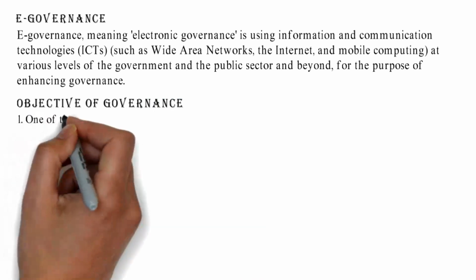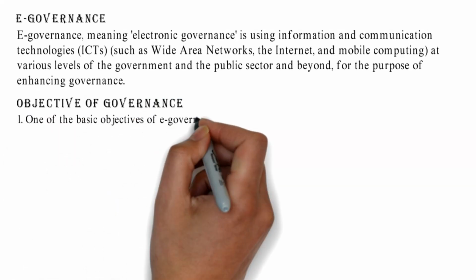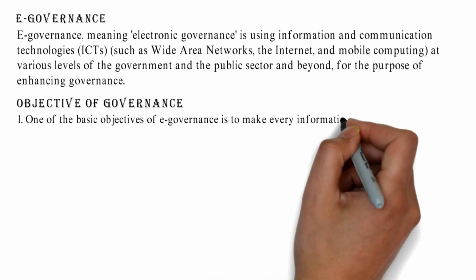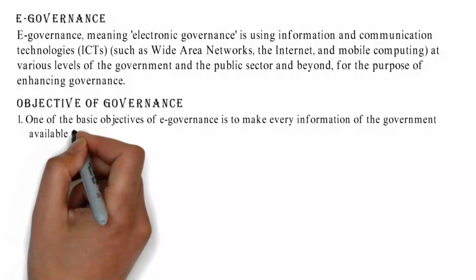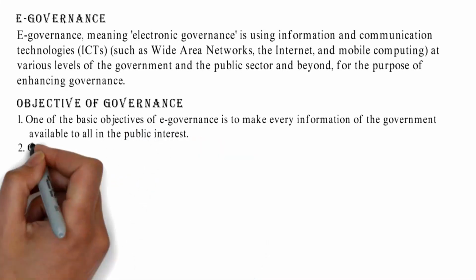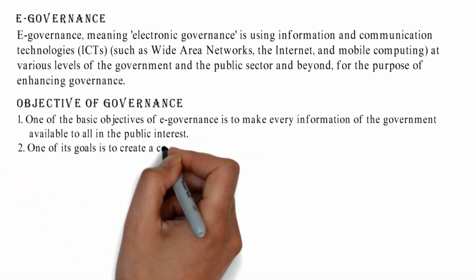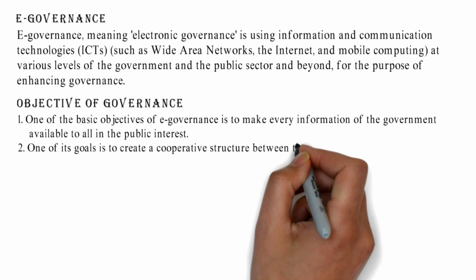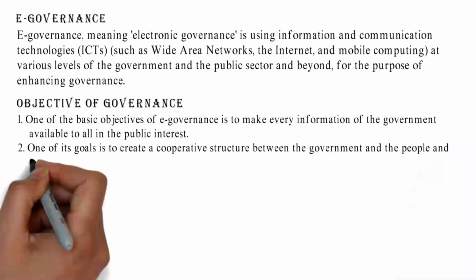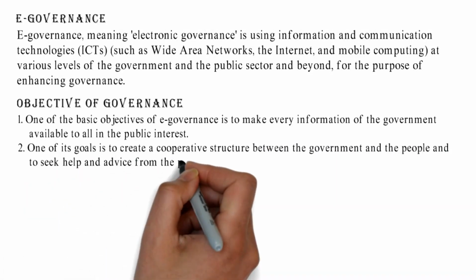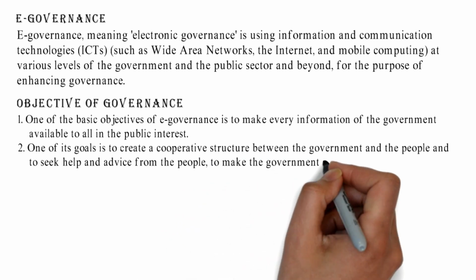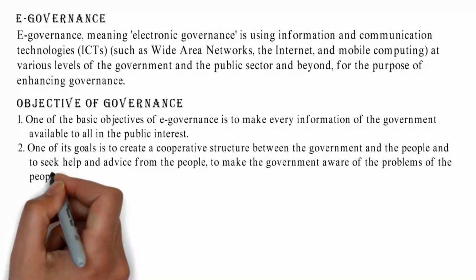Objectives of e-governance. 1. One of the basic objectives of e-governance is to make every information of the government available to all in the public interest. 2. One of its goals is to create a cooperative structure between the government and the people and to seek help and advice from the people, to make the government aware of the problems of the people.